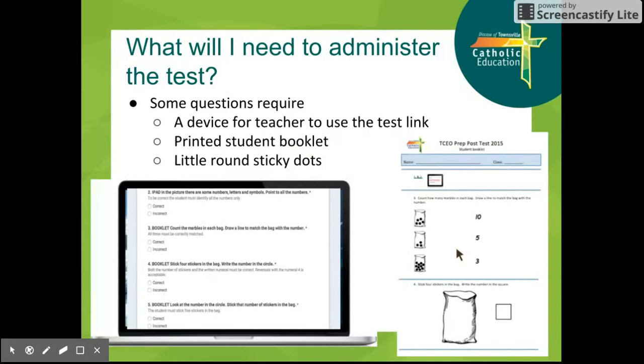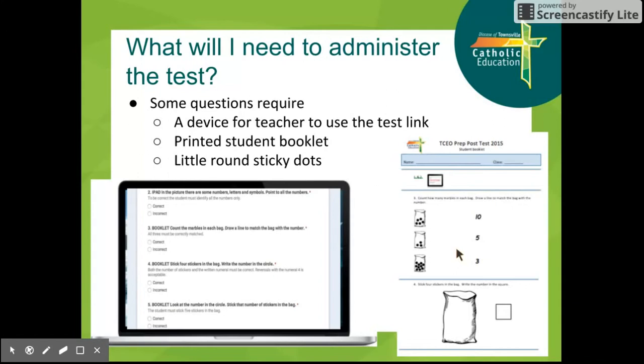So what do you need to administer the test? Well, there is a bit of technology involved. The first thing is that the teacher will need a device. Now, you can use an iPad if you like, but your staff-issued laptop is probably the best. The teacher will need that in order to log in and check their email. They will get that email with an attached class list that I mentioned.